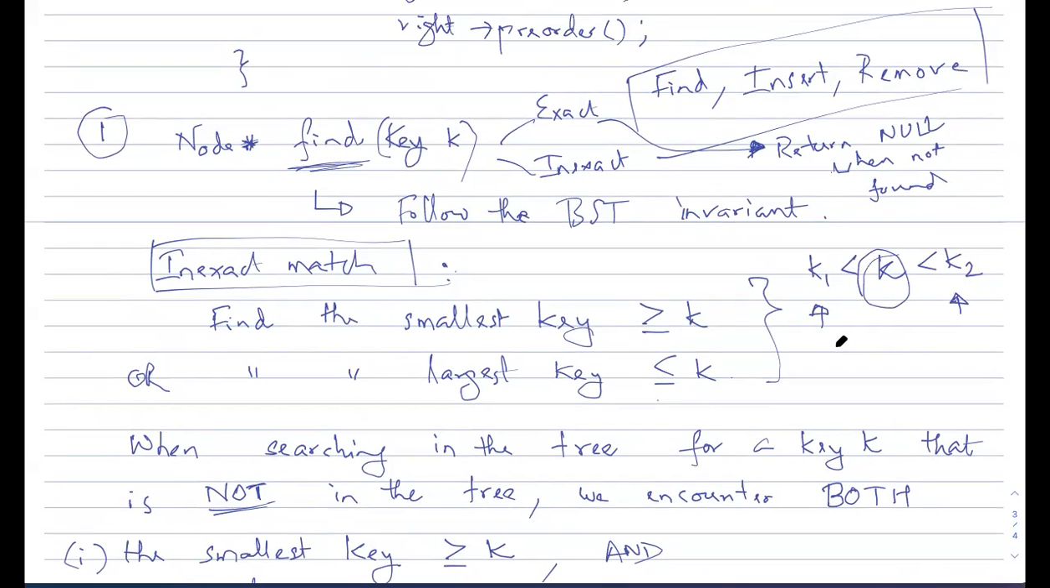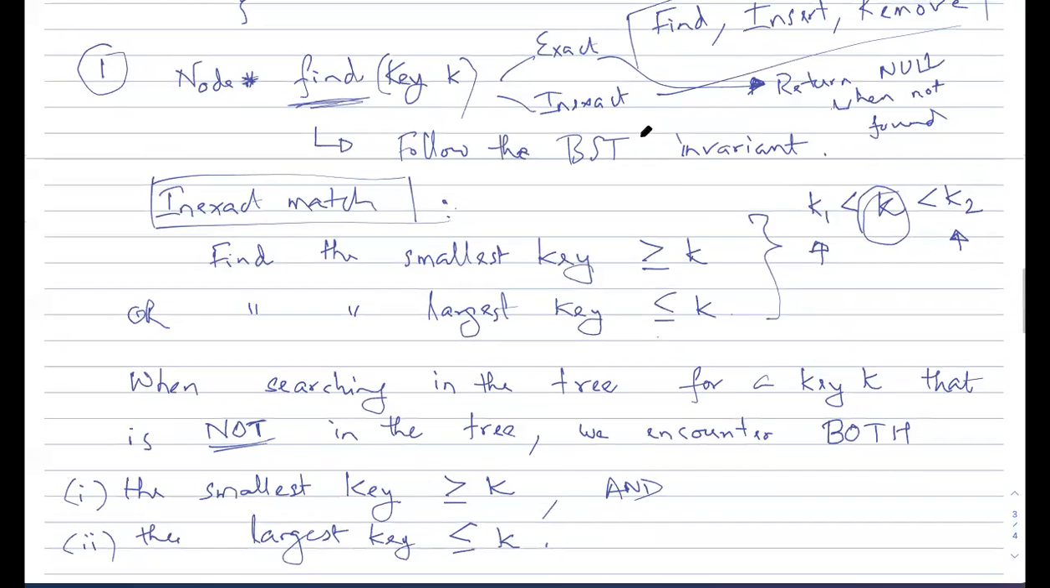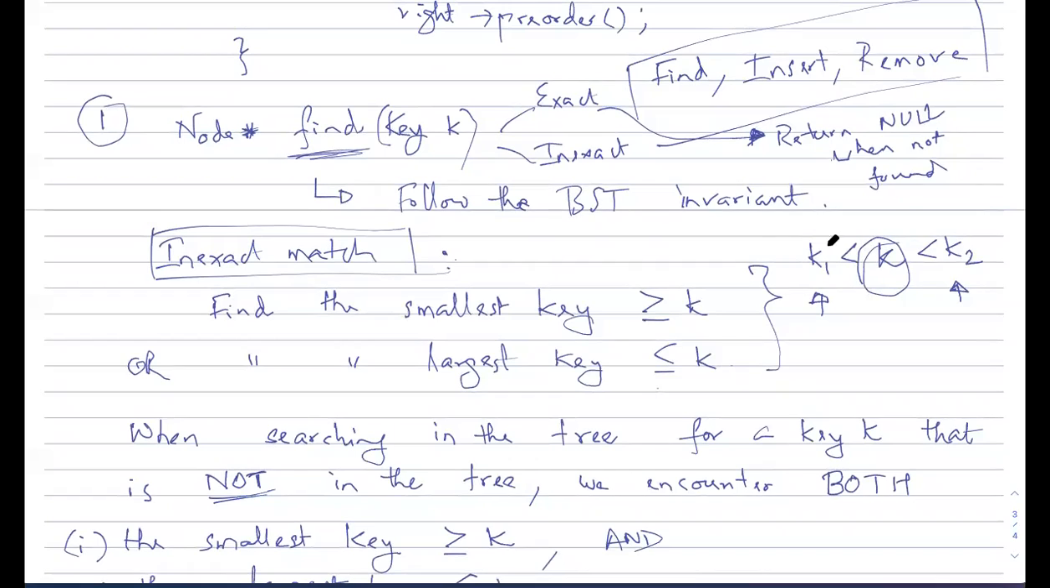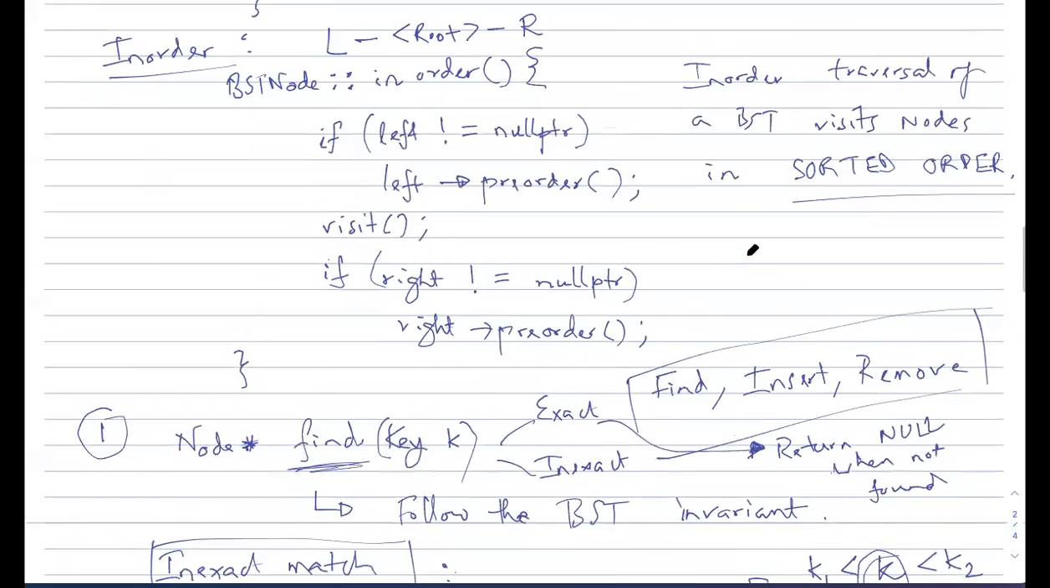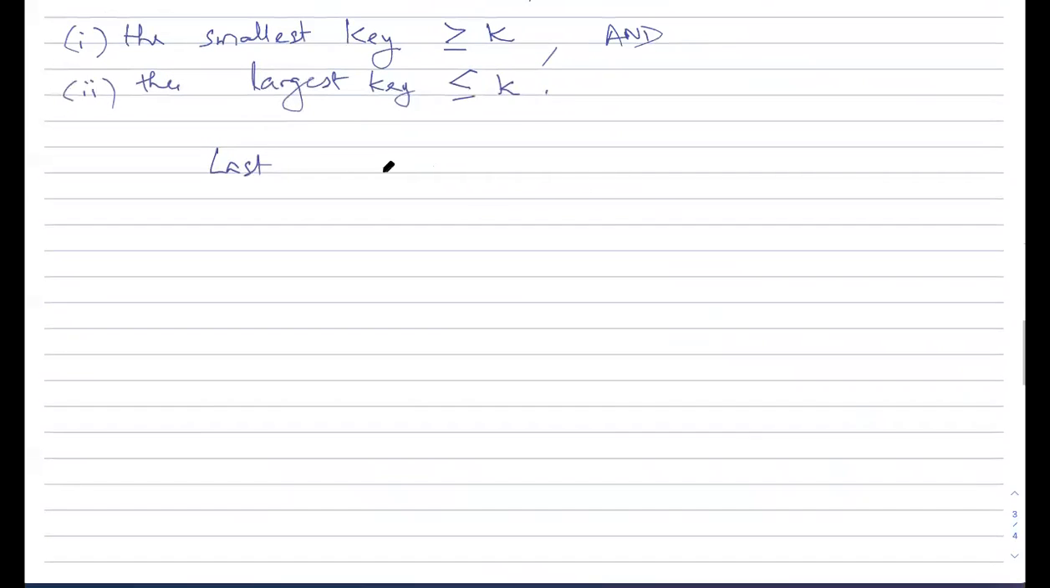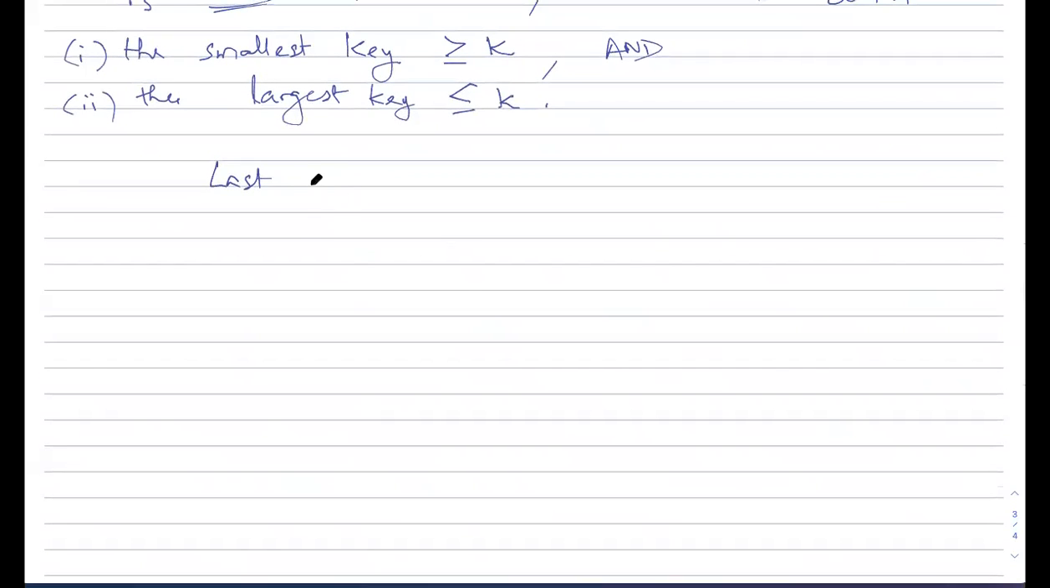Yeah. So inexact match is just allowing you to not give up, but give an approximate match within whose range that particular node belongs. So how do you find that? Last time you went to the right.